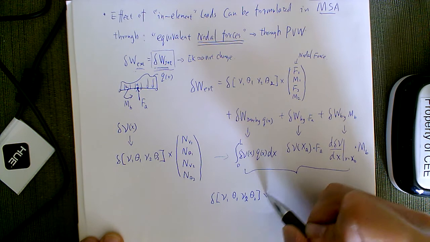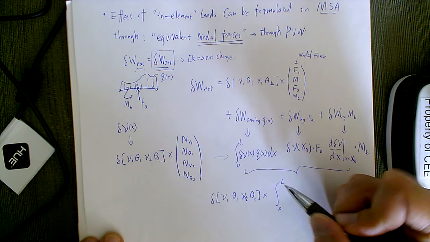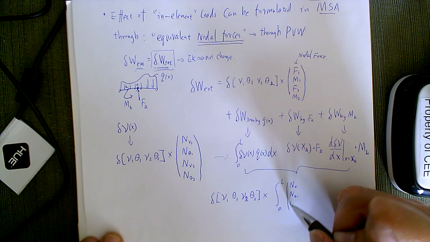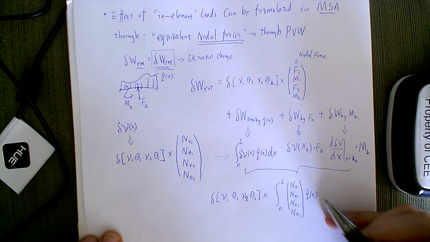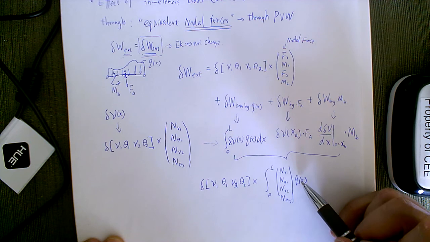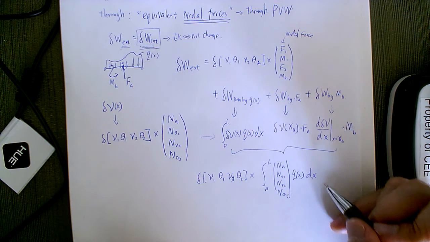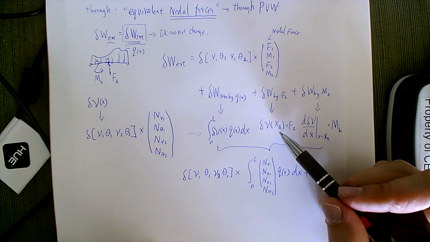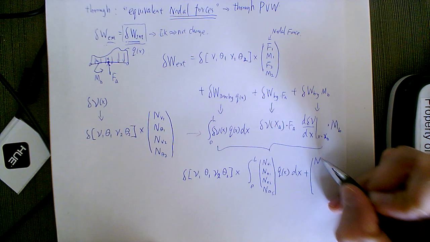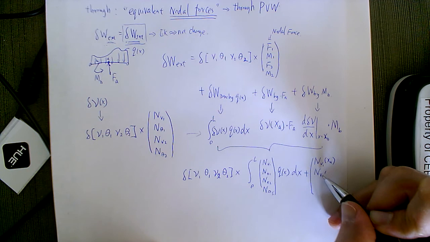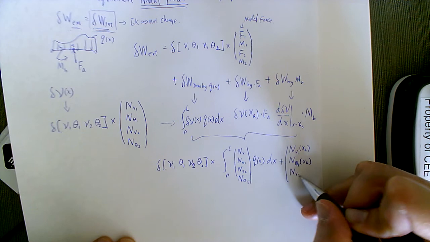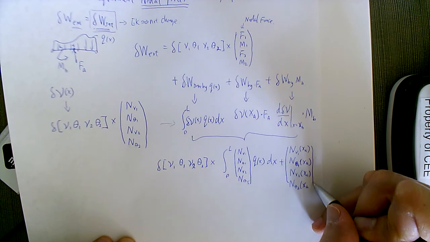then times the integral from 0 to L of N V1, N theta 1, N V2, N theta 2, times Qx. And you need to remember that each one of those N's is a function of x. So it's just function of x times function of x, then you do the integral. And then plus, for this guy, there's no integral, nothing. You just need to plug in xA. So in fact, it's simply N V1 at xA, N theta 1 at xA, N V2 at xA, N theta 2 at xA, then times your fA.